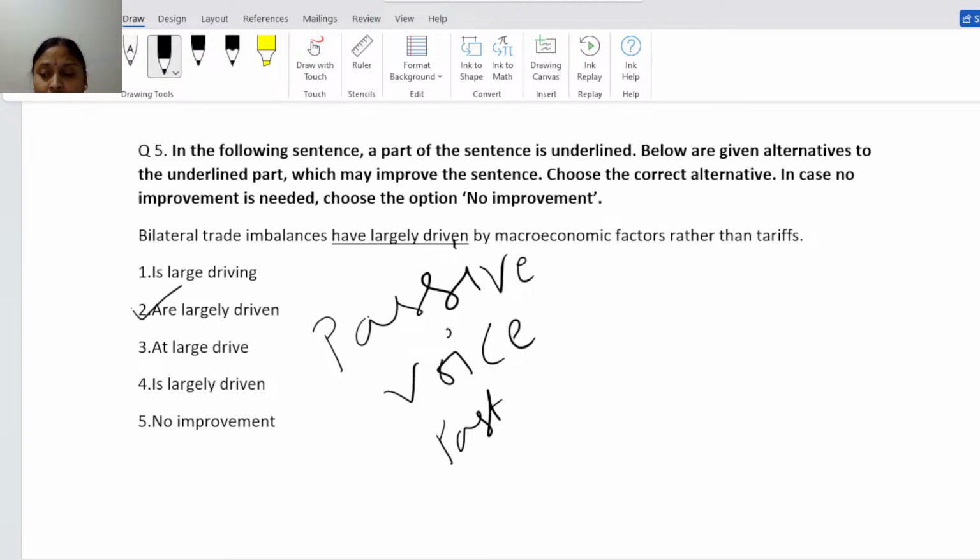So here, whenever we are taking this in the plural form, automatically we are supposed to change into the plural form, and that will be related as are largely driven. This is the second option we are supposed to replace over there. So in this way it will be correct.